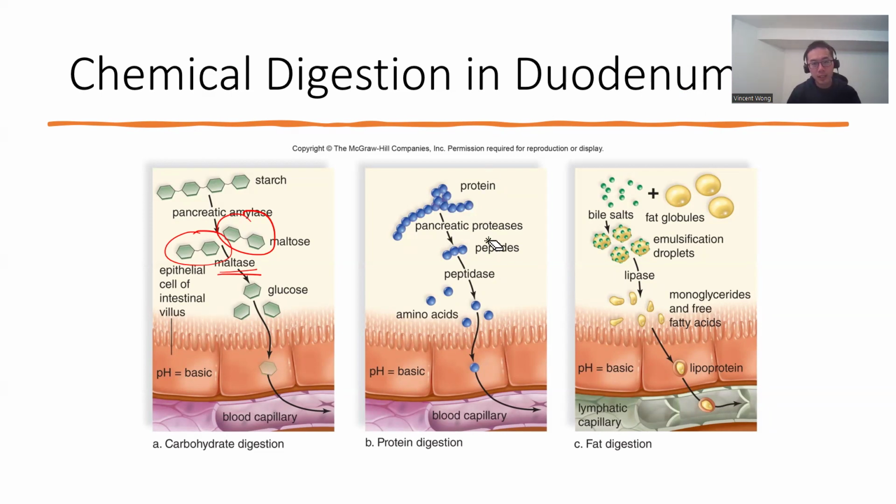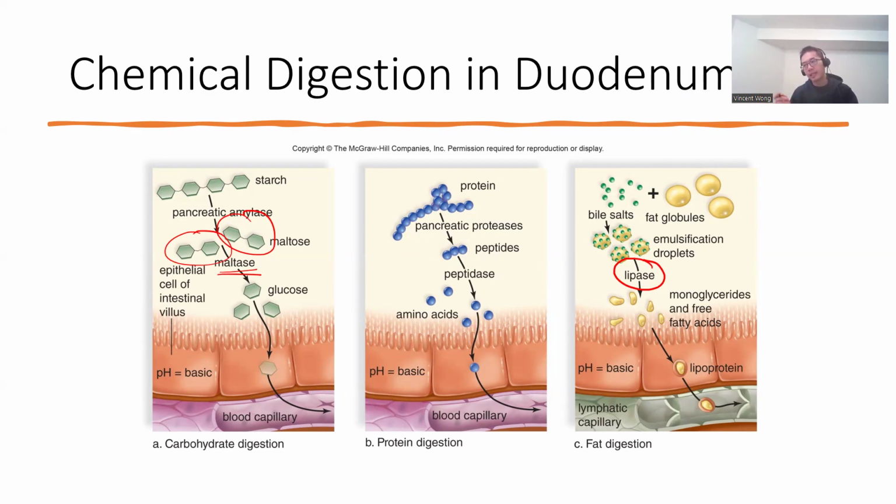Same thing with the protein. You might have some peptidase to break it down into amino acids, right? The trypsin, pepsin, and then you absorb it. Here is fat. If there's a big blob of fat, the bile is going to make it into smaller droplets. And then the lipase will break it down into fatty acids and glycerol.